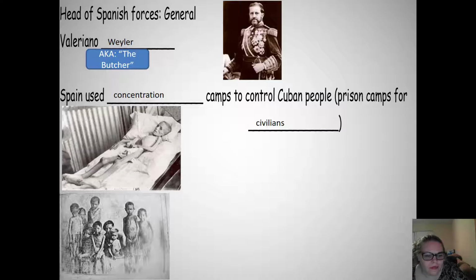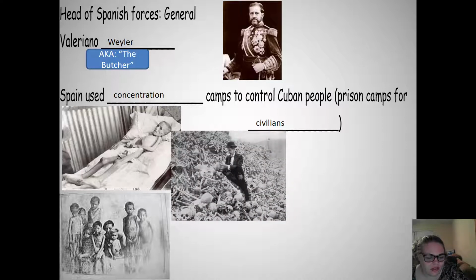They weren't fed. Children were taken away from their parents. Families are going to be separated. People are going to die in horrible numbers. That little boy you see in the hospital bed is still alive. Like, that's the amount of starvation you see going on here. The reporter you see there, he is standing on the bones of the people who have died in one of the concentration camps Weyler set up. These are the types of things you see in the newspapers that give General Weyler the nickname of the Butcher.